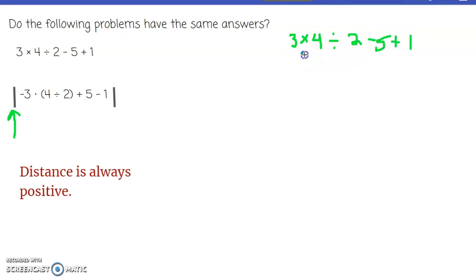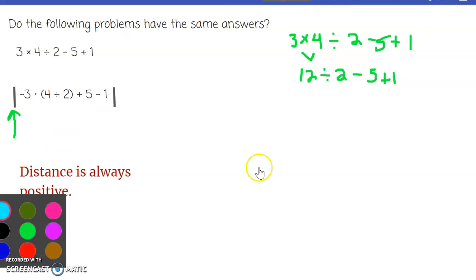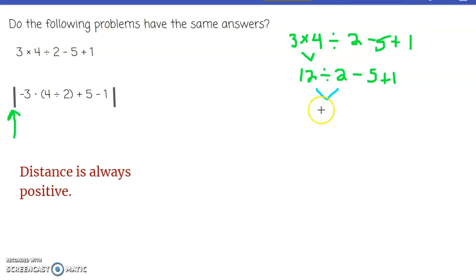First thing I'm going to do is multiplication. 3 times 4 is 12. Then I bring down everything else because I haven't done anything with these other numbers. I'm going to change colors so you can see each step. 12 divided by 2 is 6. Once again, I just bring down my other numbers. And then last but not least, 6 minus 5 is 1. And I have 1 plus 1, and that's going to give you a value of 2. So we already know that the first expression has a value of 2.